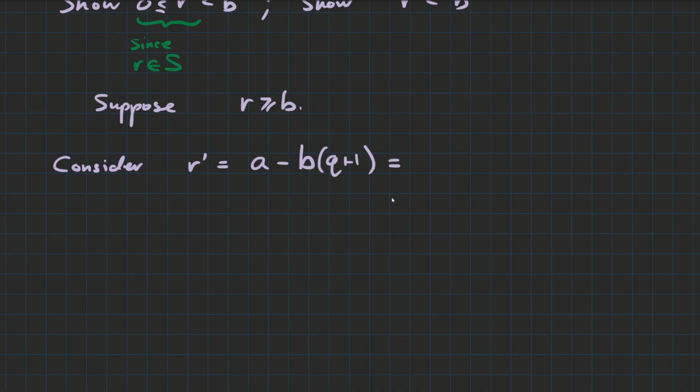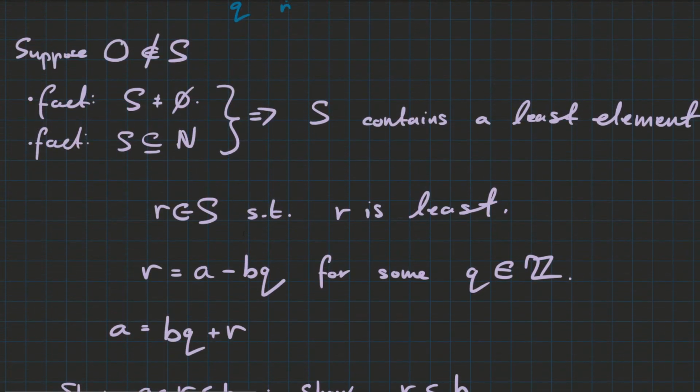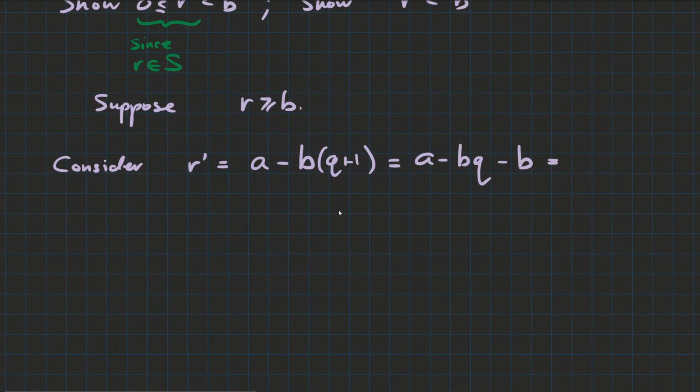Okay, well, let's take a look. I can distribute it: A minus BQ minus B. And A minus BQ, we said that was R, so R minus B. Essentially, all I did here was replace all that with R. But R is greater than or equal to B, so R minus B, a bigger number minus a smaller number, is at least 0. So that means that R prime is in S.